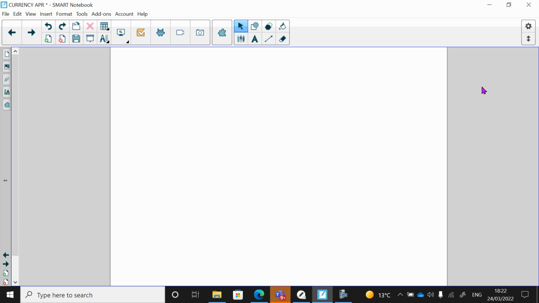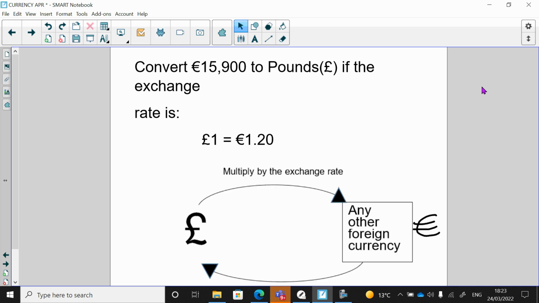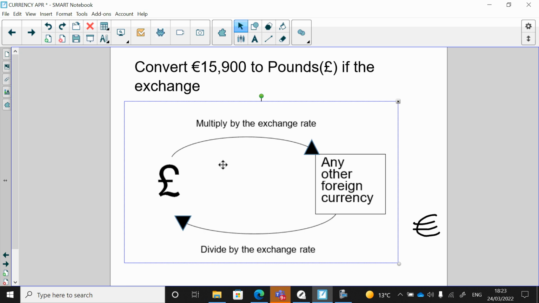Okay, let's go for another one. We've got 15,900 euros and we want to convert that back to pounds. Again, we've got an exchange rate, and because we're coming back from another currency to pounds, we're going to be dividing. So take your 15,900 and divide it by the 1.20. It's showing you there on my little graphic. I just want to clarify that we're going to have to divide by it.